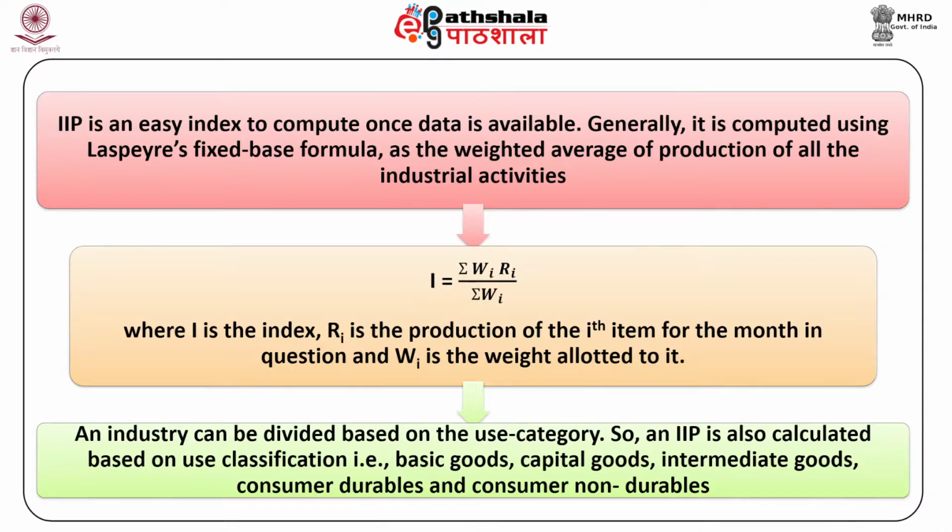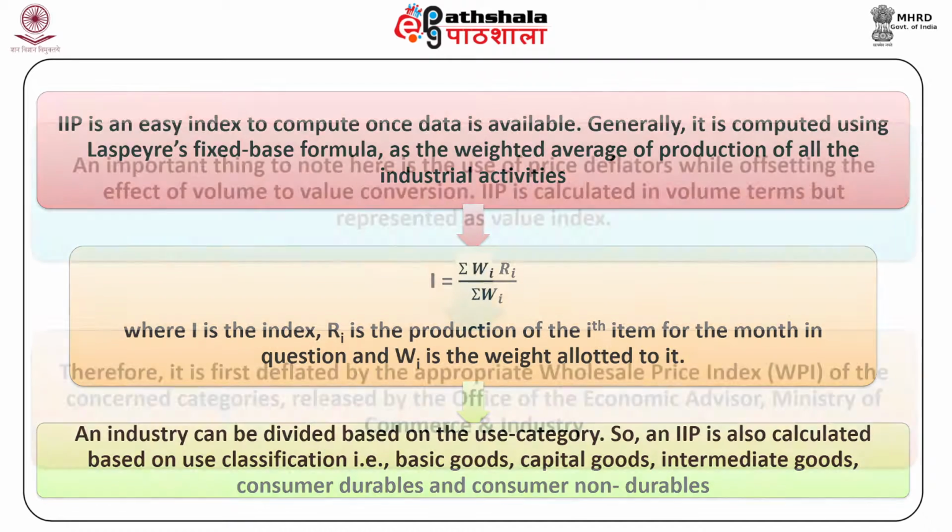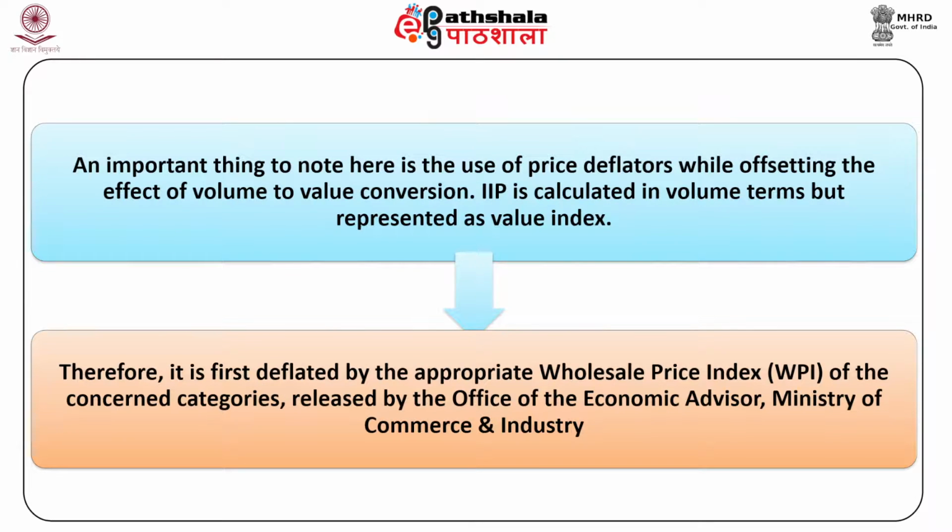Where I is the index, Ri is the production of the ith item for the month in question, and Wi is the weight allotted to it. An industry can be divided based on the use category. So, an IIP is also calculated based on use classification, that is basic goods, capital goods, intermediate goods, consumer durables and consumer non-durables.